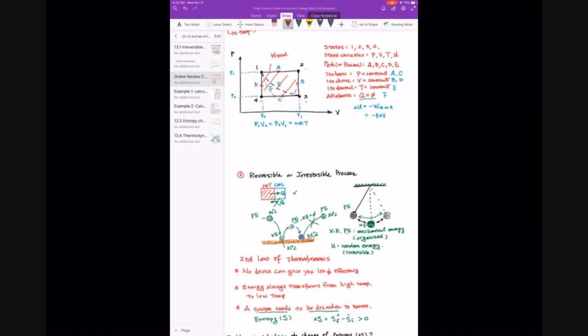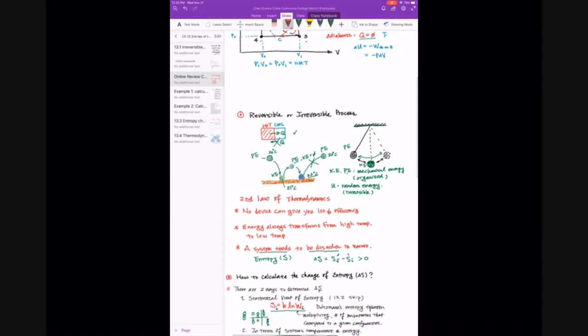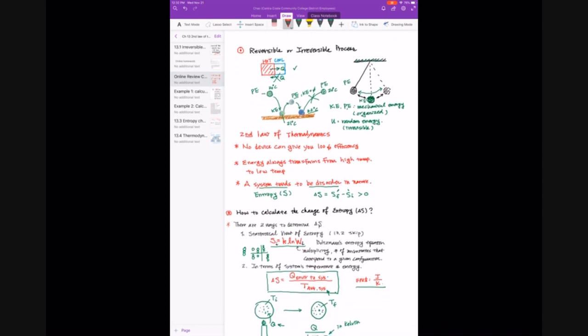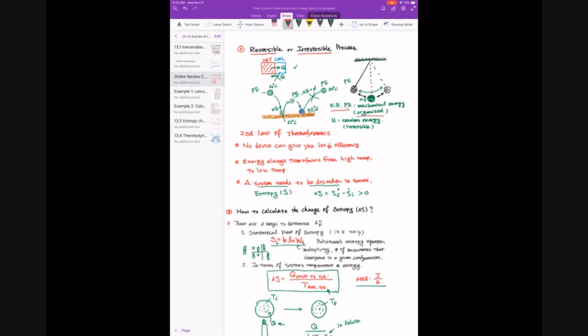Make sure that you know how to define a process and how you find the temperature and also the thermal energy for each one of the states. And also know how to find the work and the heat for each one of the processes. And understand the difference between a reversible and an irreversible process. Mechanical energy, which is this one here, is always organized, is reversible. The random energy, which is the thermal energy, is always going to be irreversible.